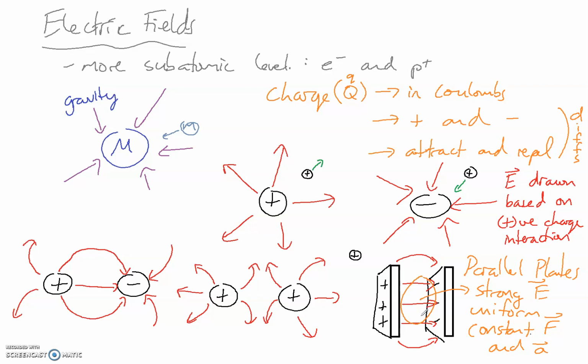We have positive and negative charges that create electric fields. The electric fields radiate out from all charges, but we draw them based on what would happen to a positive charge. So here, this little positive is repelled, so we draw the field going out. This little positive is attracted, so we draw the field going in. Then we have combinations of charges, whether they're point charges like these or plates. We draw the field going out of a positive towards a negative, and we think about what a little charge might do if it was interacting between them.